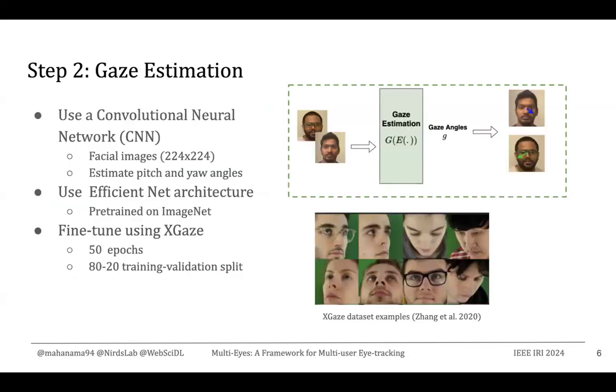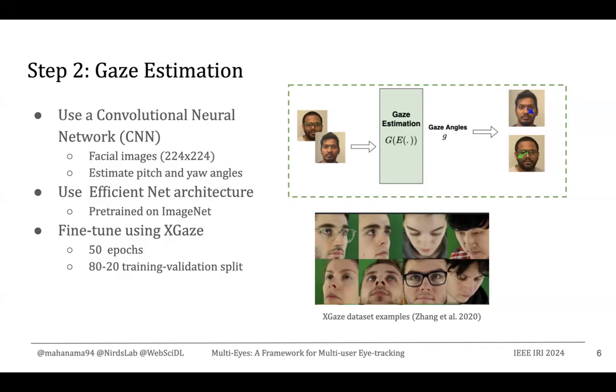In the next step of gaze estimation, we use the images from the previous step and estimate the gaze directions. Here we use a convolutional neural network, or a CNN, that takes the facial images and estimates the gaze directions in terms of pitch and yaw angles. For the CNN, we use an EfficientNet architecture-based CNN and start with the ImageNet pre-trained weights. Then we fine-tune the model using the XGaze dataset for another 50 epochs with an 80-20 training and validation split.